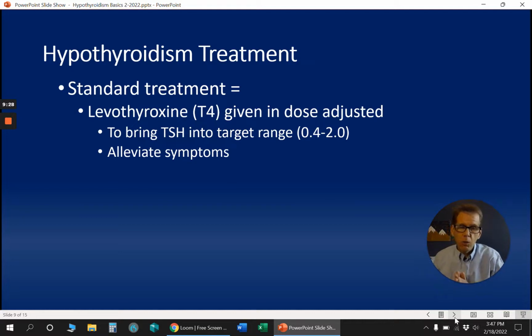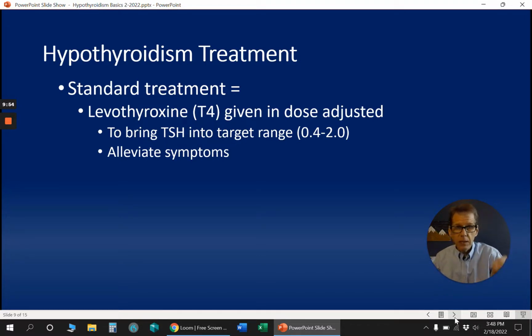So how is low thyroid treated? The standard treatment is with a medicine called levothyroxine, which is T4. We give it in a sufficient dose, ideally to bring your TSH into our target range, again, for most people between 0.4 and 2.0, although this can be individually adjusted. We want to bring the TSH into the normal range, and we want to alleviate symptoms. Both of those things are important.